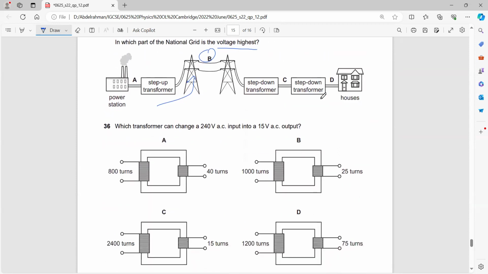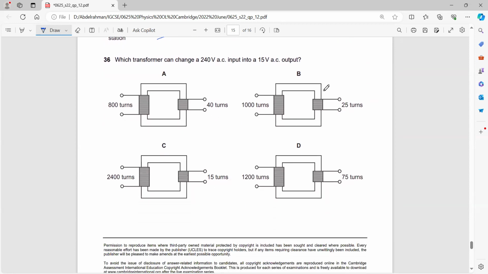Which transformer can change 240 to 15? Okay, it would be a step-down transformer, and obviously all of these transformers are step-down transformers. We can use the equation, okay, VP over VS equals NP over NS. VP over VS is 240 over 15. You can calculate on a calculator. 240 divided by 15 is 16, okay?